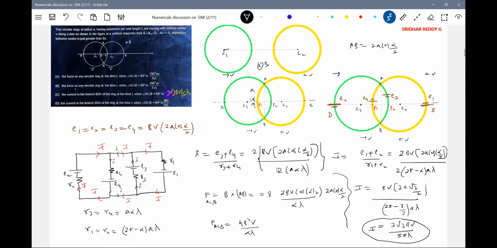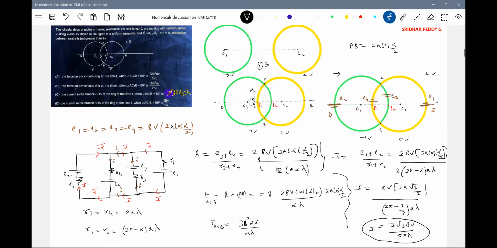Any value, shall I write final? Root 3 by 2, root 3 by 4. Okay, this will become 3. 3B square V by alpha lambda. A should be there, no? Why did A go? One A will be there here. 3B square AV by lambda.